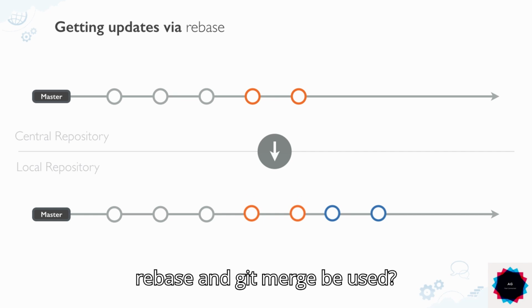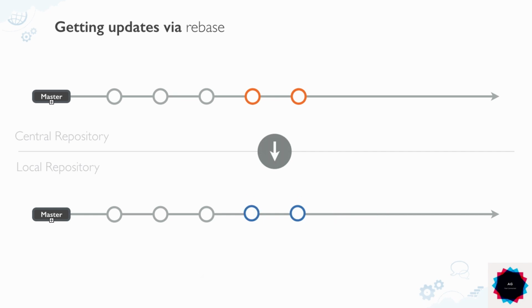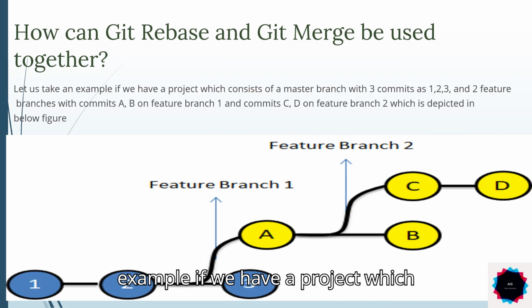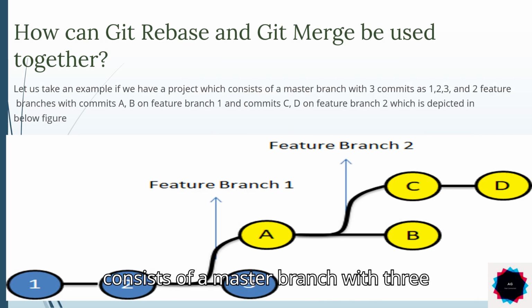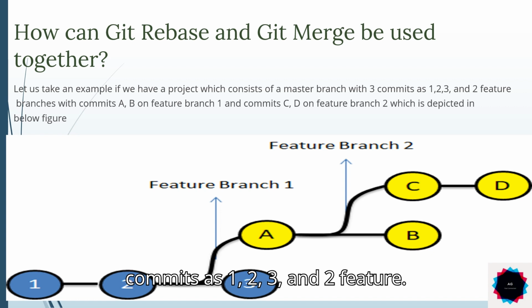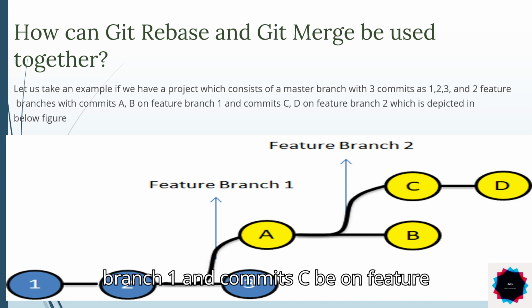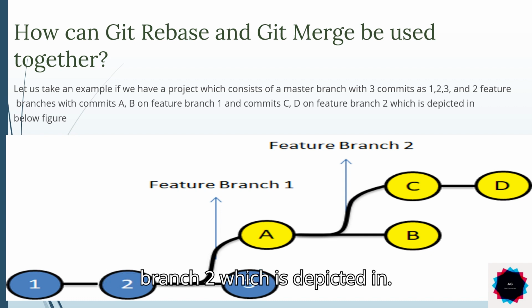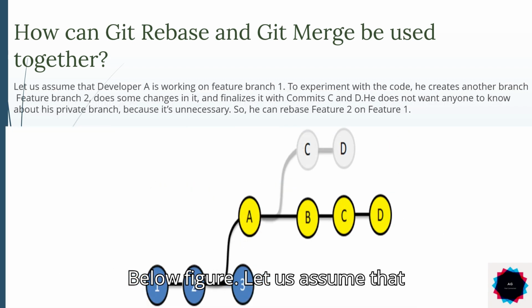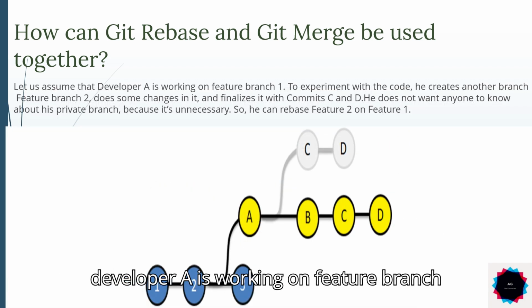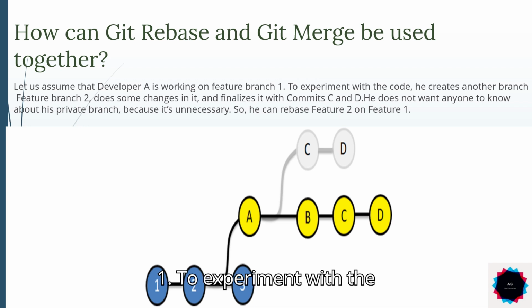How can git rebase and git merge be used together? Let us take an example. If we have a project which consists of a master branch with 3 commits as 1, 2, 3, and 2 feature branches with commits A, B on feature branch 1 and commits C, D on feature branch 2, which is depicted in the below figure. Let us assume that developer A is working on feature branch 1.